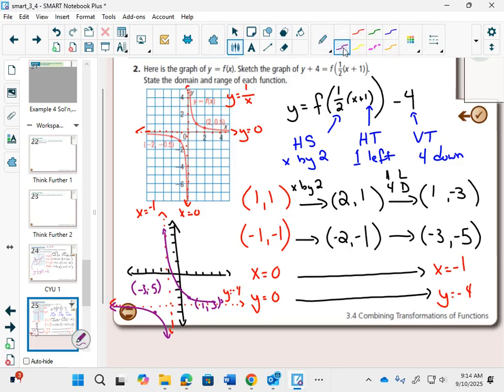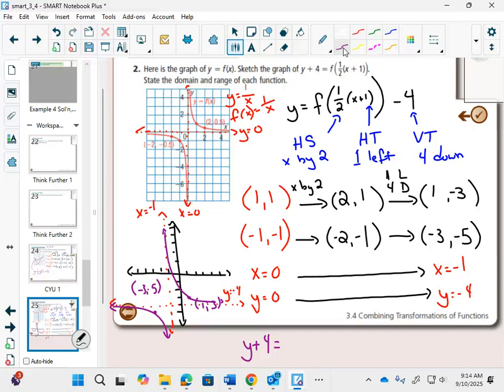You could have got this same question, but instead of having function notation, this question could have looked like this. They could have still kept the plus 4 on that side, that is perfectly fine, but we recognize that our original graph was 1 over x. If f of x is 1 over x, how do I write f of 1/2 x plus 1?